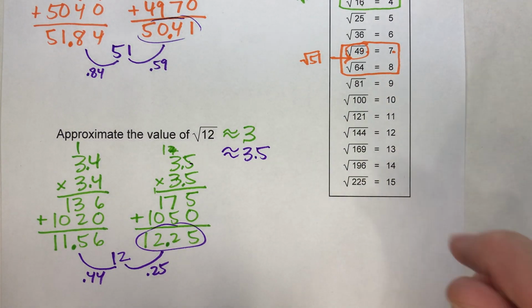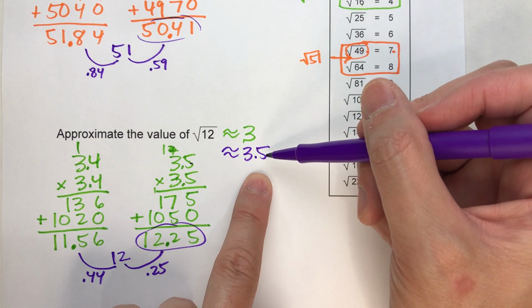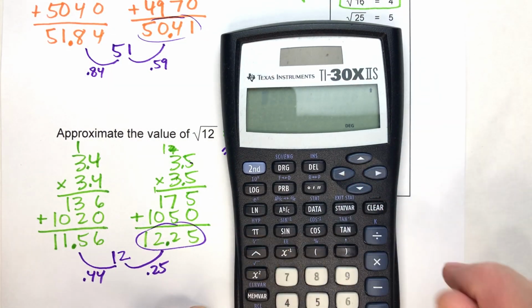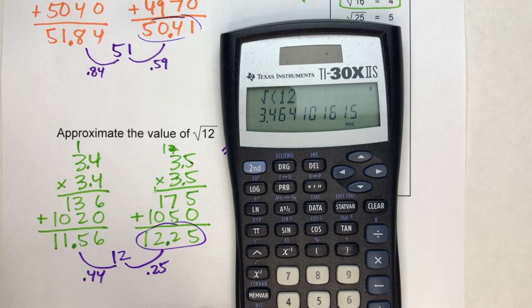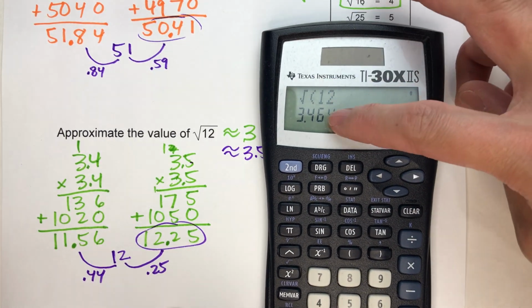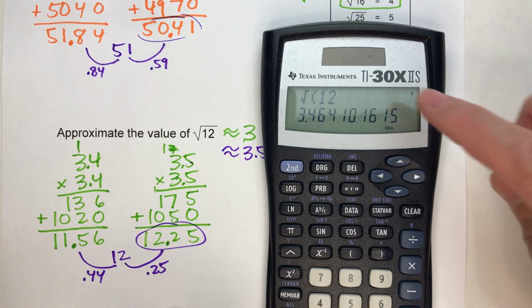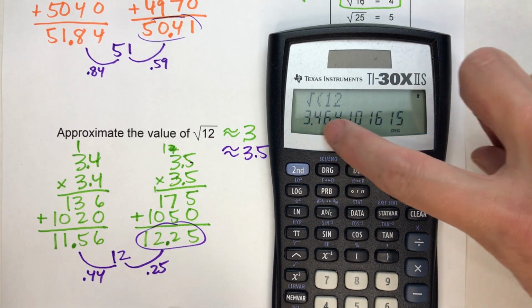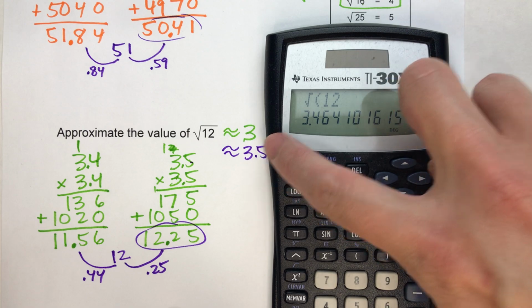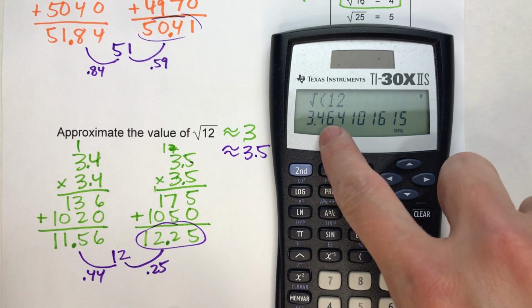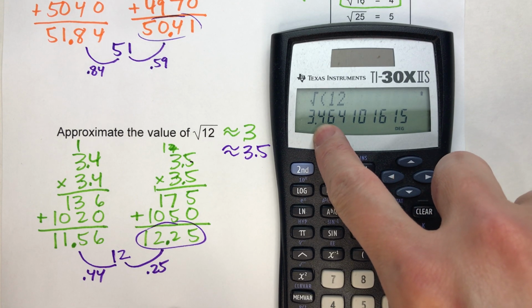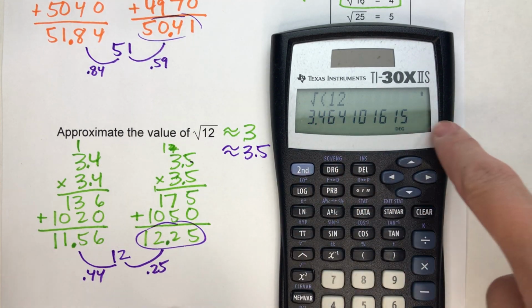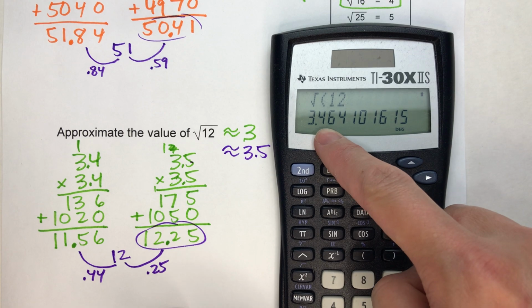And that seems odd because 3.5 would round to 4, right? But let's check it on the calculator to see why that is. Square root of 12 comes out to 3.46410. So notice, if we wanted to round this to the nearest whole, now we can see why it was a 3. It comes out really close to 3.5, but it's a little less than 3.5. It's 3.46, so it would round to 3. But if we rounded to the tenth, we actually would get 3.5.